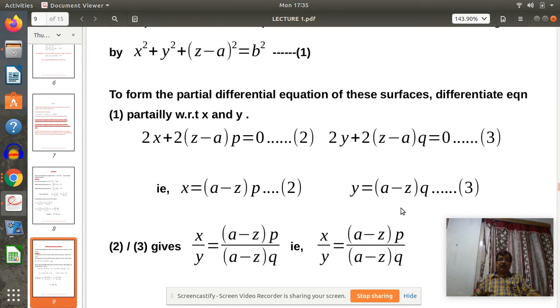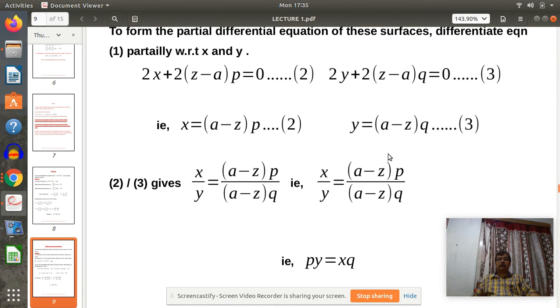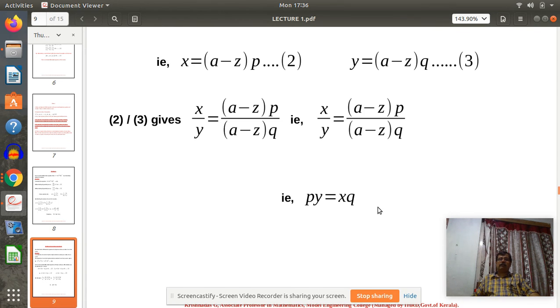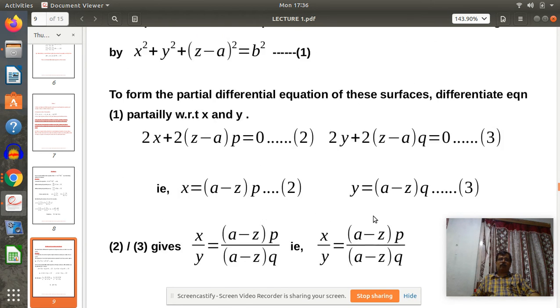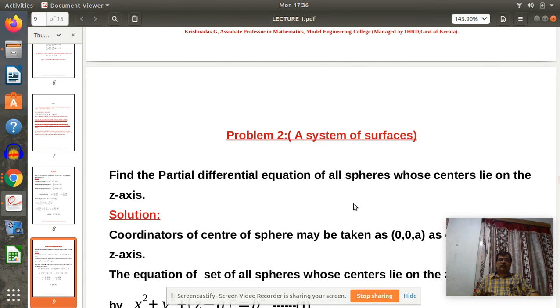Our aim is to eliminate a and b, and in this case we have two equations of this format where a minus z is common. So simply dividing these two, that a minus z gets cancelled, we have an equation independent of a and b, because already b is eliminated. On dividing 2 by 3, we will get x by y equal to p by q. On cross multiplying, we will get py equal to x cube. So this is a partial differential equation formed from this system of surfaces, the set of all spheres.